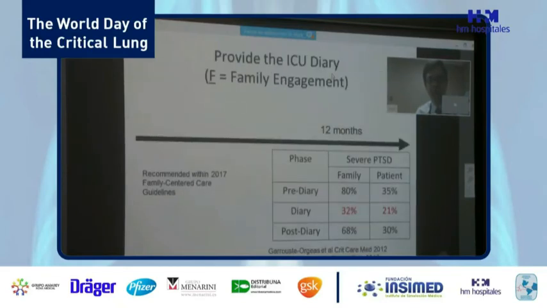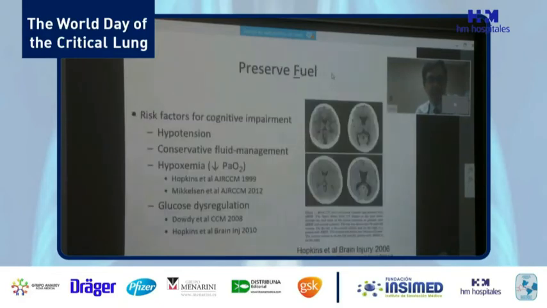Providing the ICU diary is now recommended within the 2017 family-centered care guidelines. Consider the impact that we can have by providing an ICU diary. For patients that have delusions, it gives the ability to bring their memories together, both by engaging the patient's loved ones and sharing with them what they did experience and what they did not experience. The opportunity to reduce post-traumatic stress disorder has been demonstrated in several different studies.